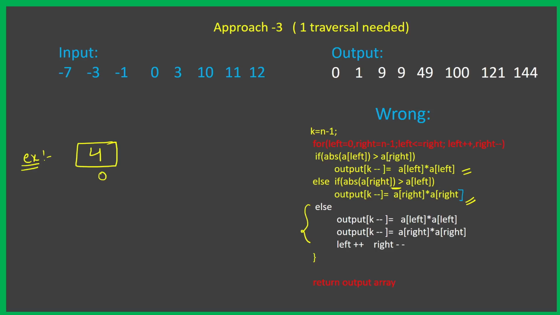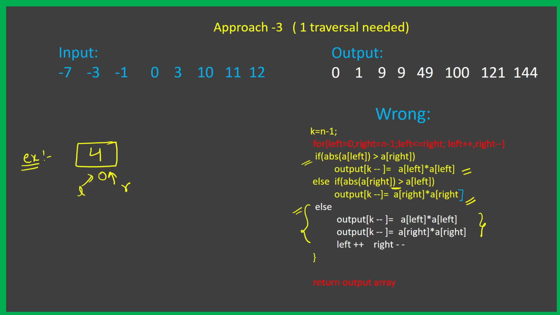But if left and right both are equal, then as I did in approach 2, I am finding the square of the left and right, and then incrementing left and right. Clear? If we run this here, then we will get the wrong answer. Let's see. My left and right will be pointing at the 0th element, and here the left and right elements are actually the same. So this will be false, this will again be false.